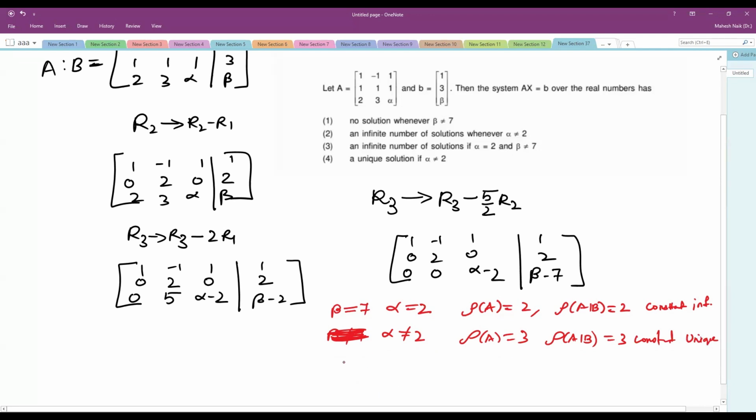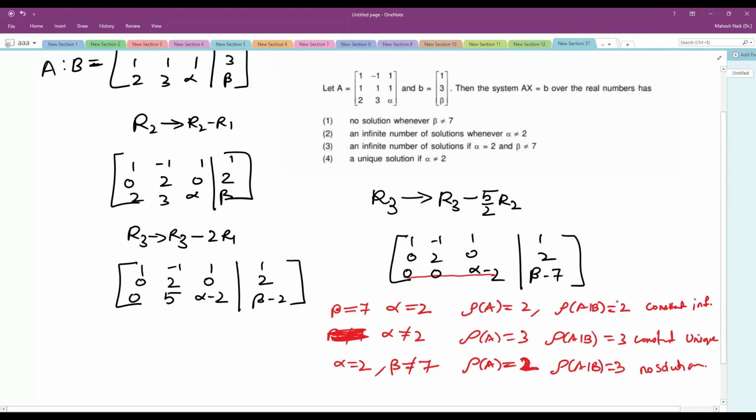Okay, but if alpha is equal to 2 and beta is not equal to 7, then the rank of A would be 3? Alpha is equal to 2, so the rank of A will be 2, because this row will become a 0 row. But sir, the rank of the augmented matrix will be 3. I was talking about the augmented matrix. Okay, 3, sir. So no solution.